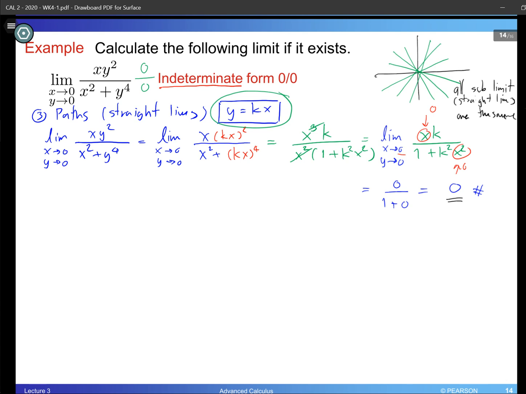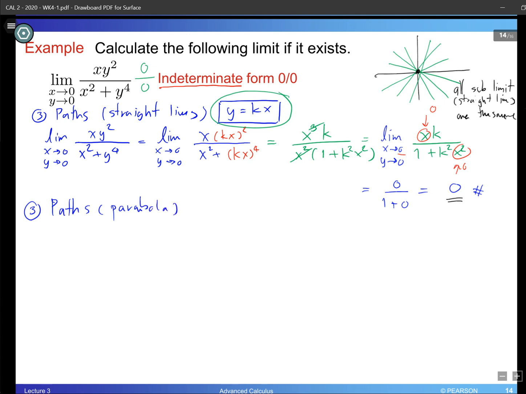But as you know, it's not just about the straight line. Sometimes we have to try parabola or quadratic or exponential too. So let's try some other different ways to approach this same point. We have tried the straight line. Let's try parabola. Okay, so path number 3 again. We are going to try different paths, but here we are going to try parabola.